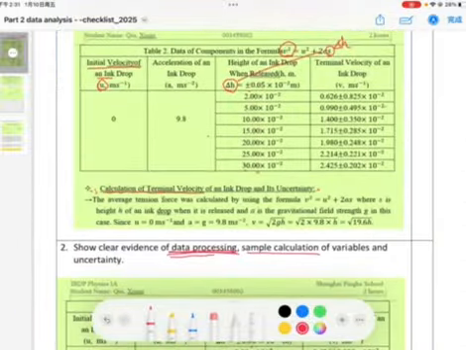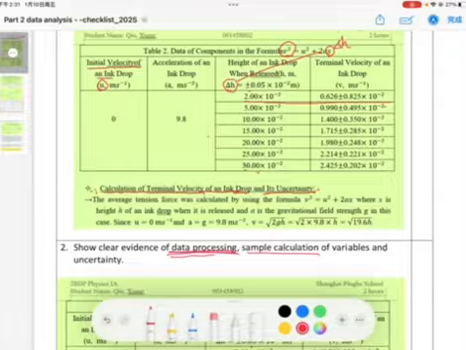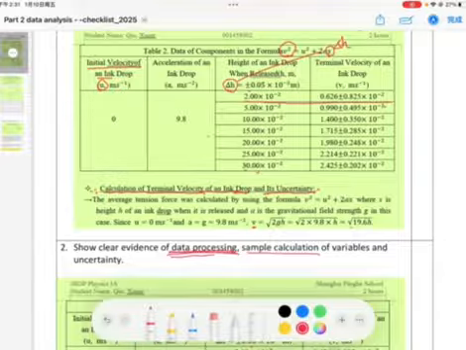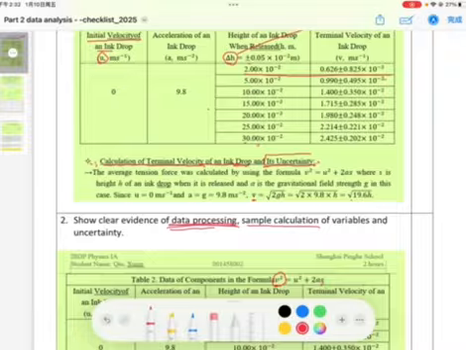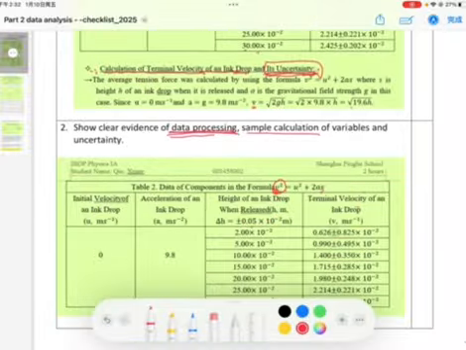Calculation of the terminal velocity of the ink and its uncertainty. Okay, so you see he used the first set of data as an example to get a value of V. So you show the sample calculations as well as its uncertainty. And as we know, in your original raw data, you have uncertainty, right? Then V is calculated. So we can see here, H has uncertainty, right? And V is calculated through this equation.